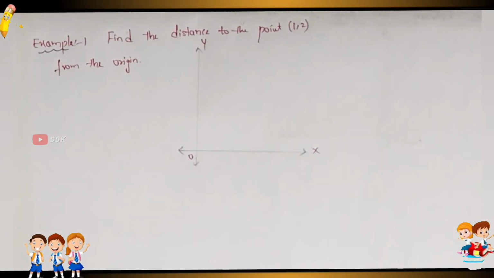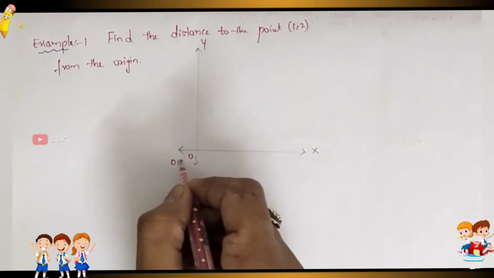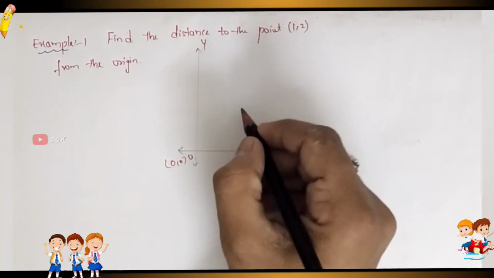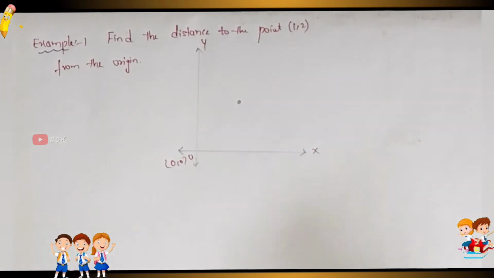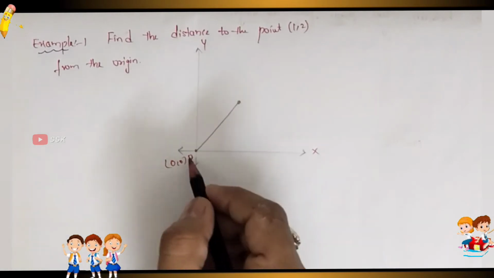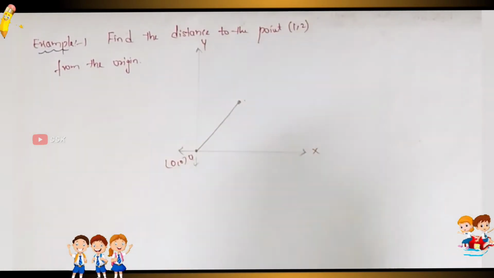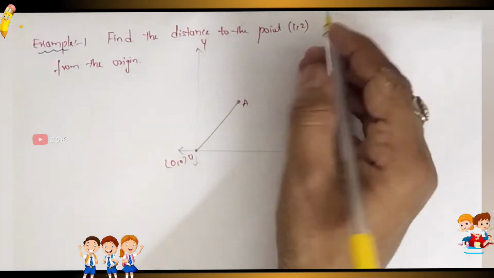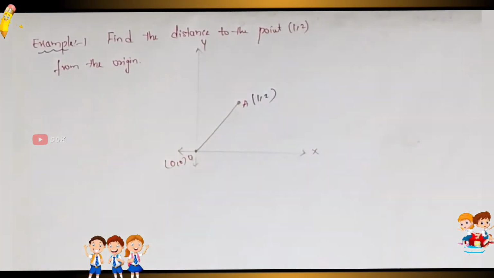So origin value you know, so that is 0 comma 0. Next one more point. You can choose only one point here, 1 comma 2. That is here 1 point. Now join these two. Here 1 point is there. This is O point here. Which represents a value, for example, A value is 1 comma 2.